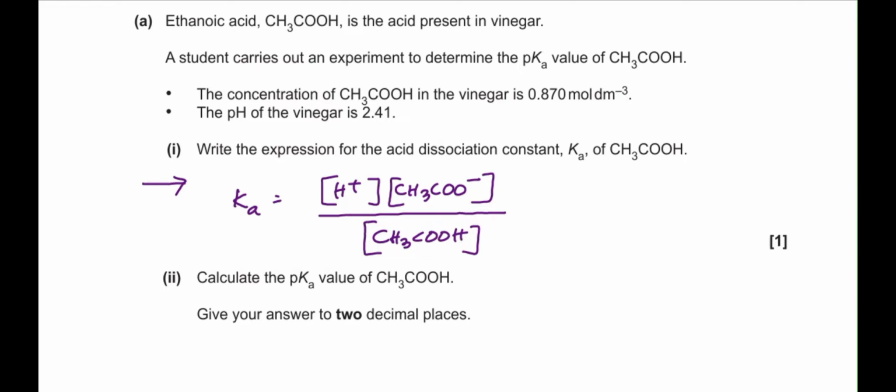Part 2. Calculate the pKa value of CH3COOH. Give your answer to 2 decimal places. Look at what information we have. We have the concentration of ethanoic acid and we also have the pH of the solution.